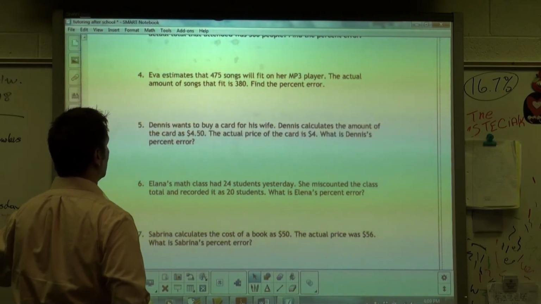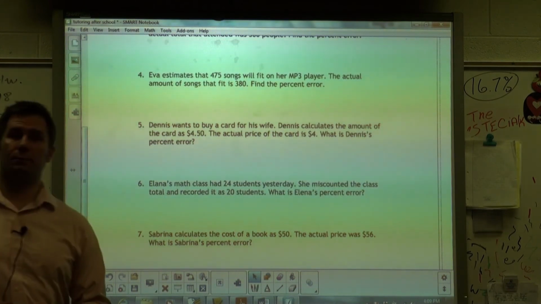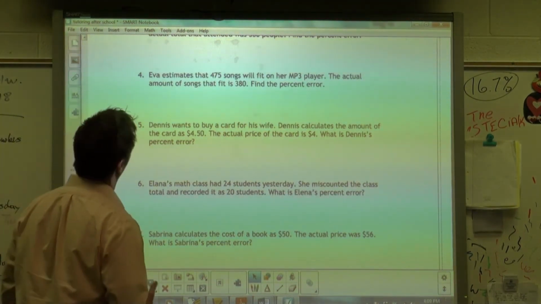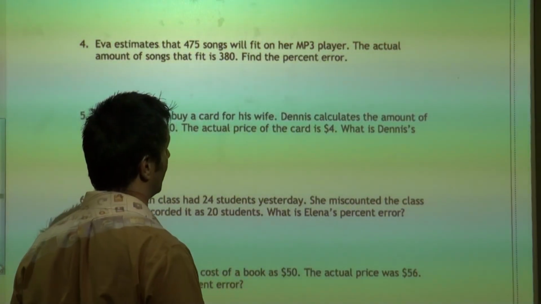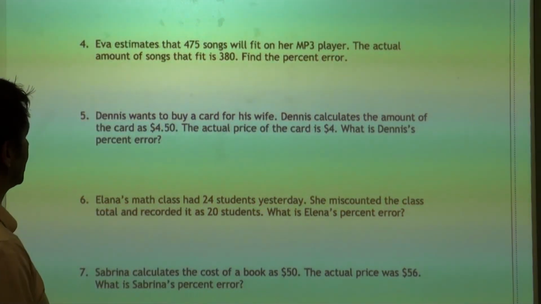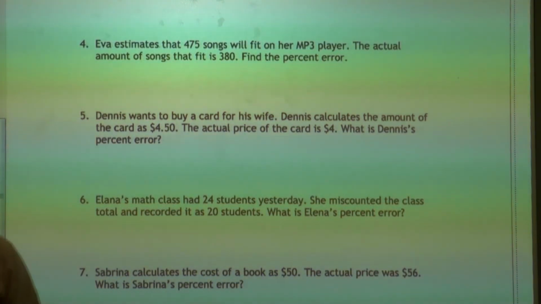Let's go to problem number 4 on the same page. Eva estimates that 475 songs will fit on her MP3 player. The actual amount of songs that fit is 380. Find the percent error. Here, please pause for a second and solve it by yourself. When you finish it, press play again and see if you can get the same answer.